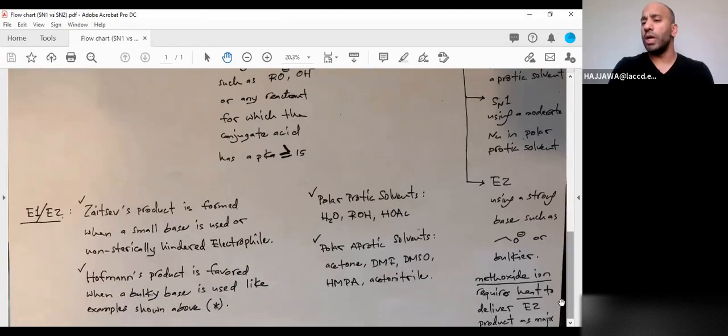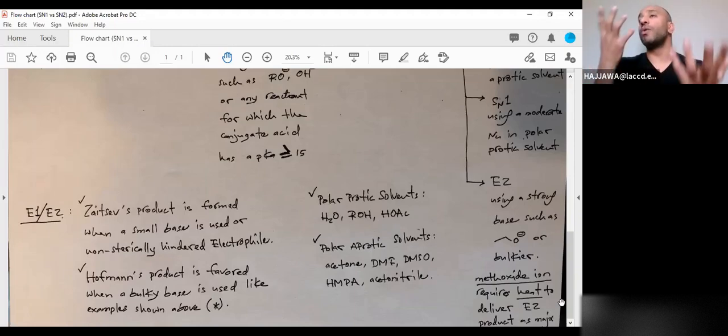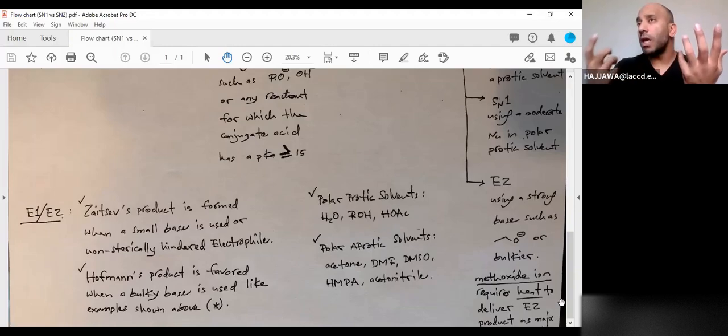When will it go through E2? And this is a very, very important note. Secondary alkyl halide will go through E2 pathway if a strong base is being used, such as ethoxide or bulkier. How come I didn't say methoxide? Because if you use methoxide with a secondary alkyl halide, it will give you both products, SN1 and E2 product.